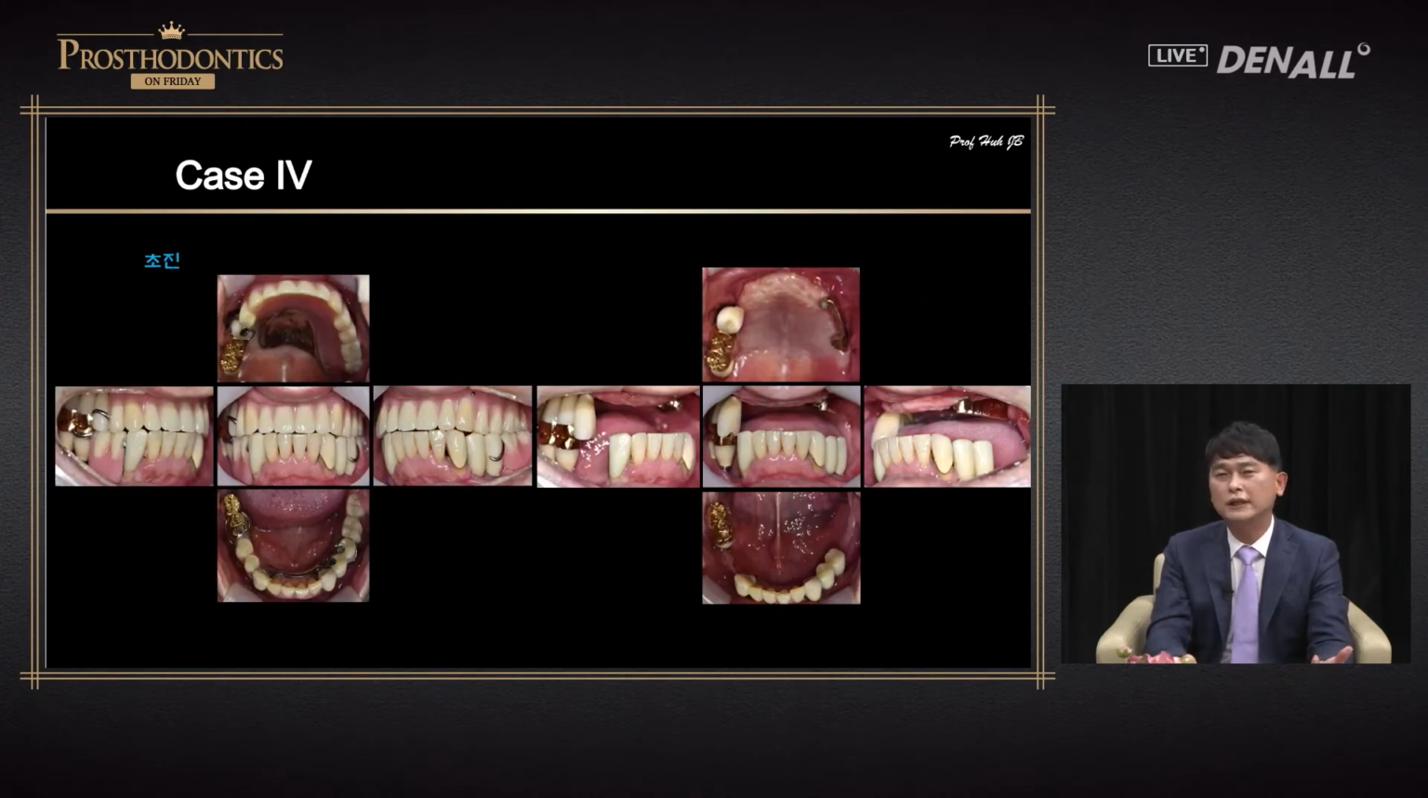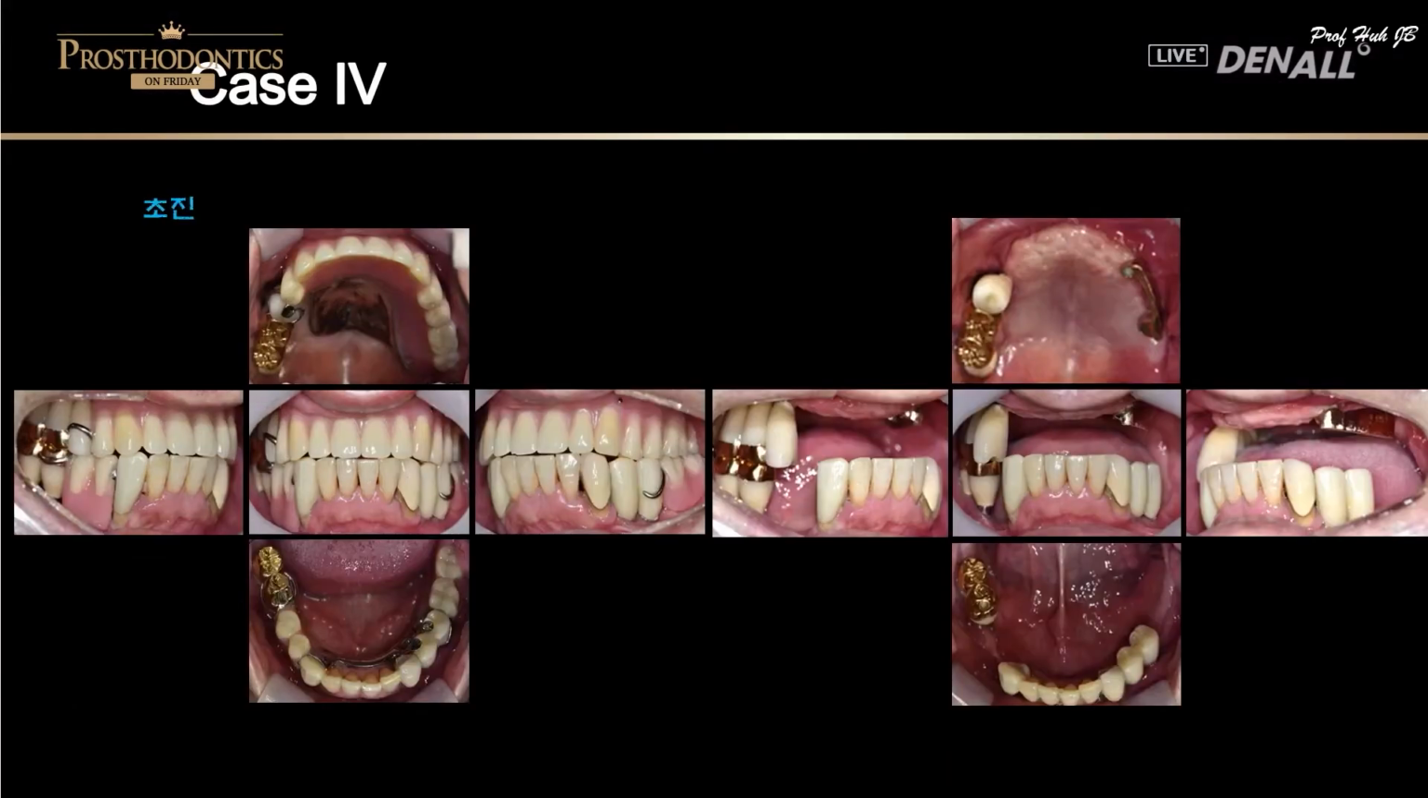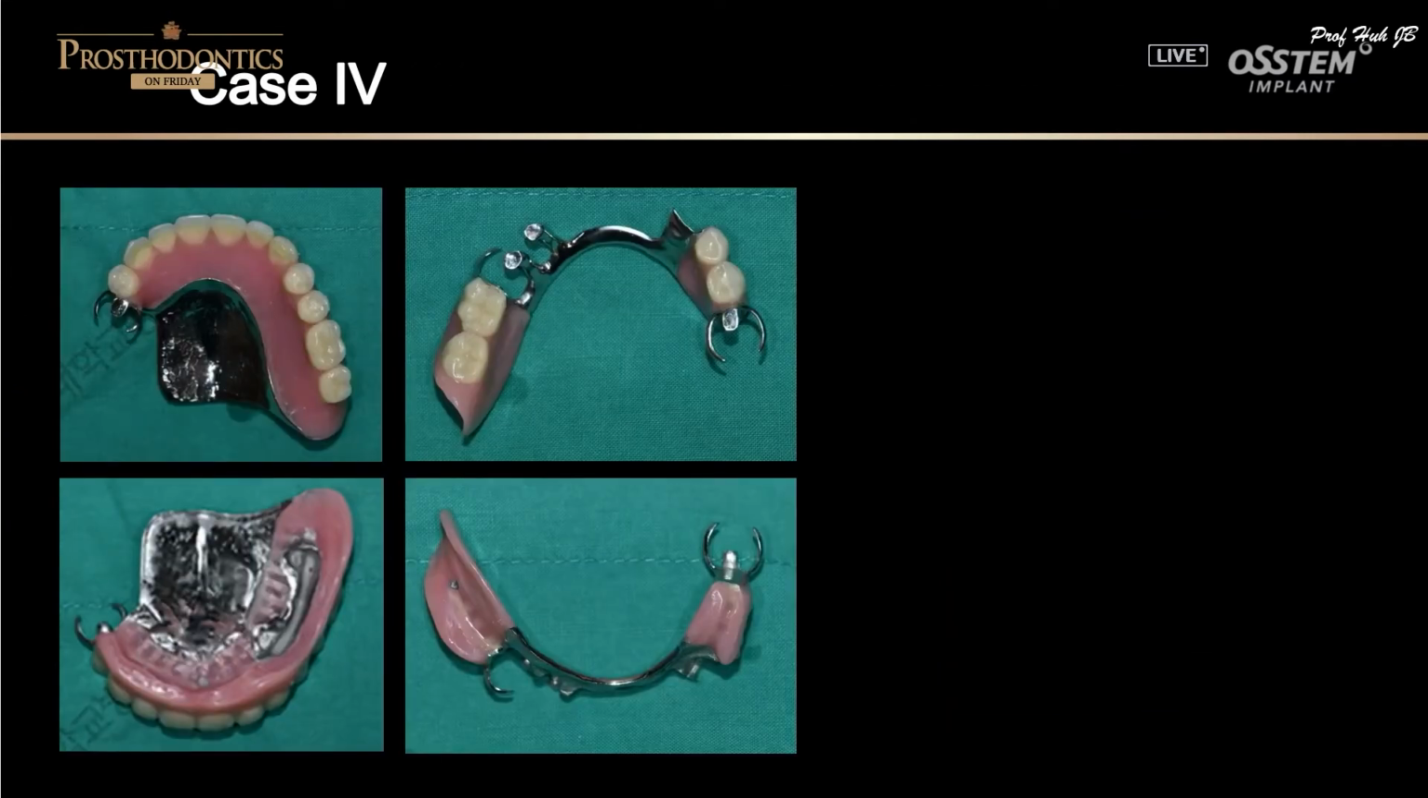And we did the RPD. If you look at the top right picture, there are 2 implants and a bar is made of gold and the friction is used to get retention. But it fell off after 6 months as they are worn down. It should not be designed like this. I think this is designed like this, believing that the bar will solve the problem.